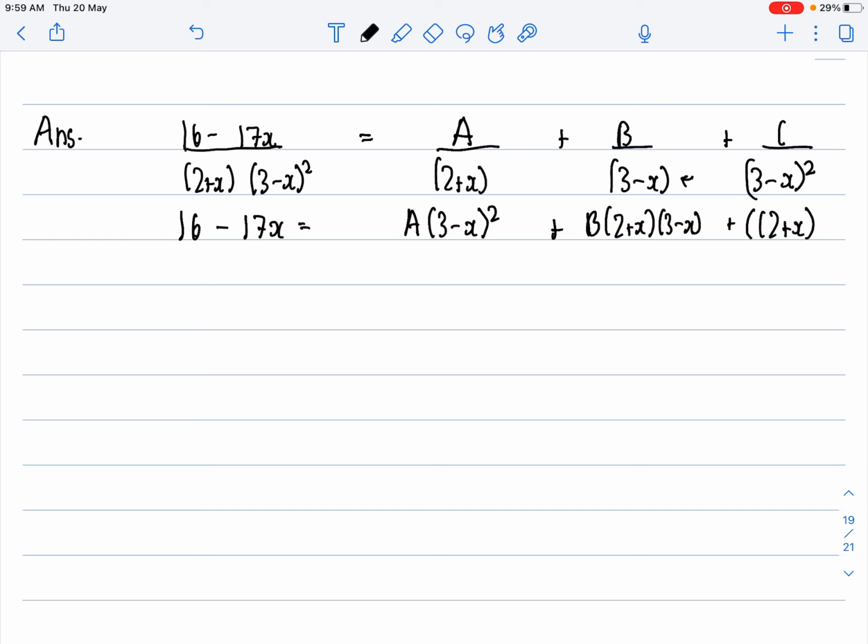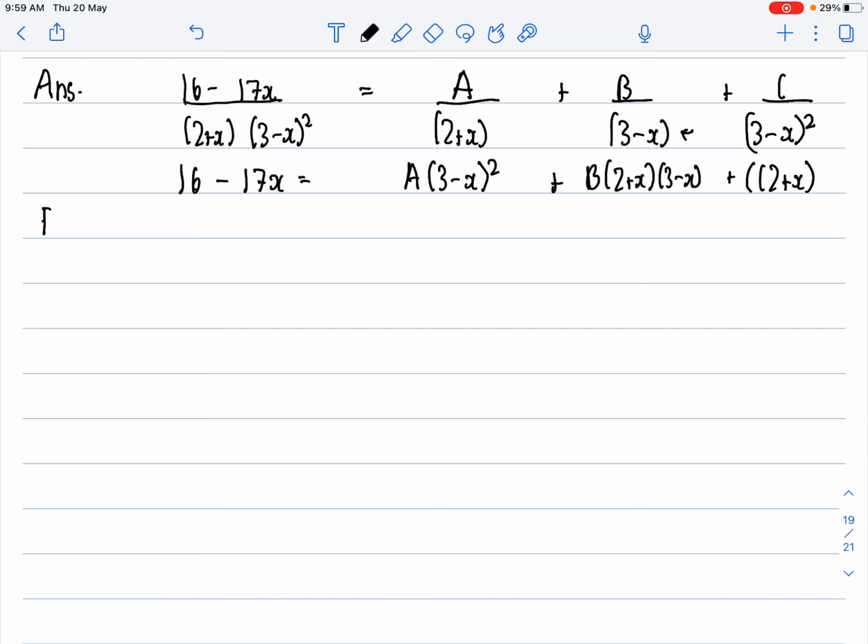Okay. So now what we need to do is, let's find A first. To find A, I know that this full part needs to be 0. Correct? Obviously, then A will be the only variable. When will this full part be 0? When I have 2 plus x common here, 2 plus x common here. If I equate 2 plus x to 0 to get my x as minus 2, that means this full part will be 0.